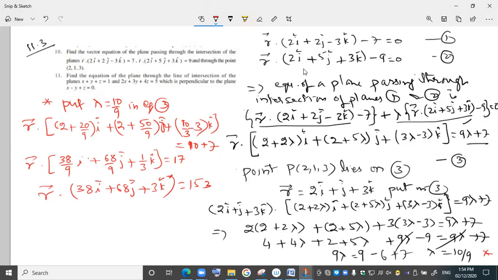So this is the vector equation of the required plane. Okay, got it?